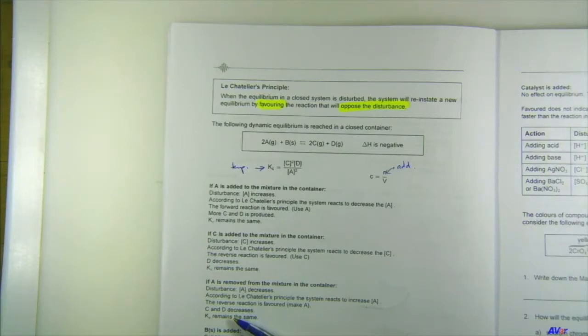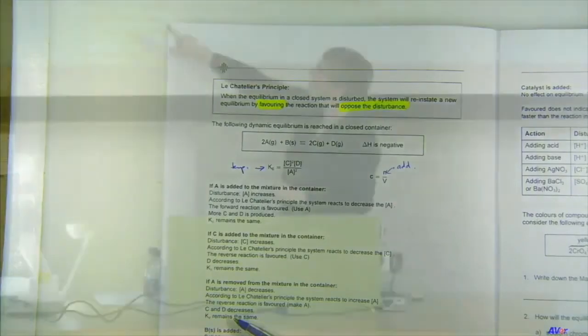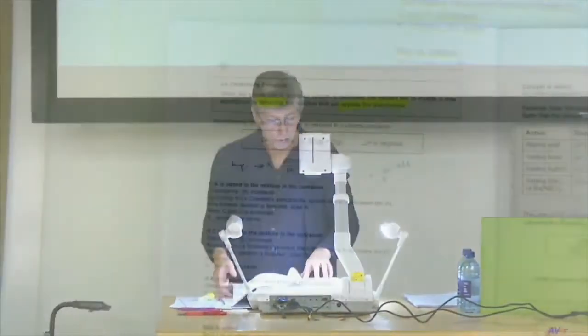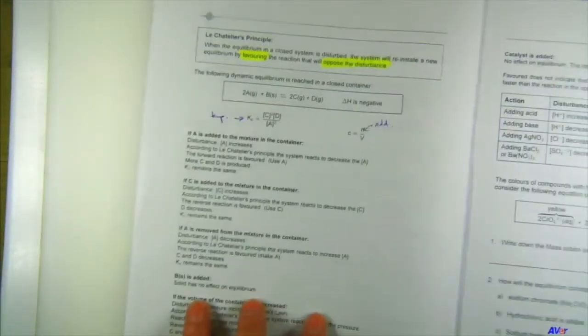So the reverse reaction is favored for A, and what does that do with C and D? Decrease, not a good thing to do. Right. And Kc value the same because we've got no temperature change. So that's the easy ones. Right. Okay, and let's do just the next one.